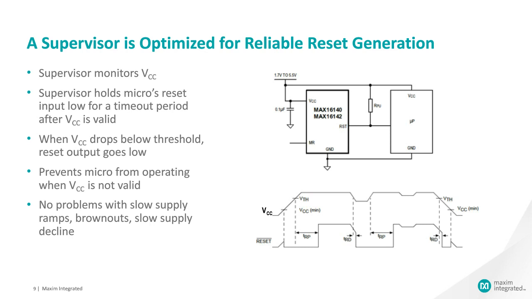So in this picture, you can see there is a supervisor IC in front of the microcontroller. It monitors the voltage supply of the system and generates a reset output to the microcontroller in case the power supply has a faulty condition. And it generates a reset output to the microcontroller during power up and power down time.